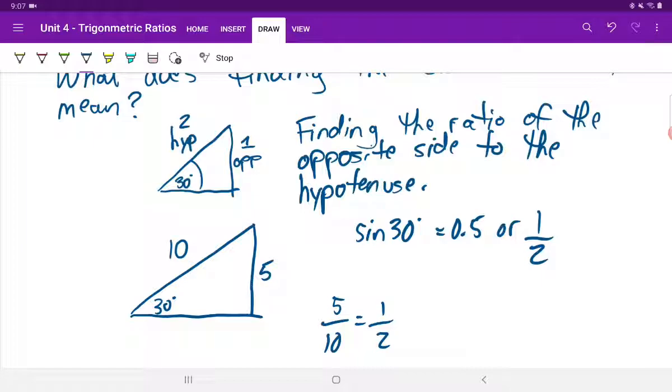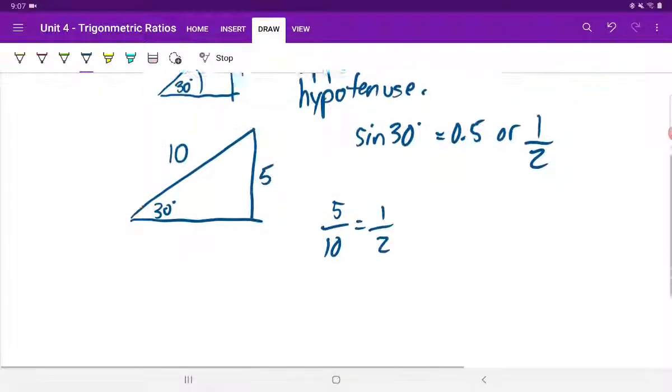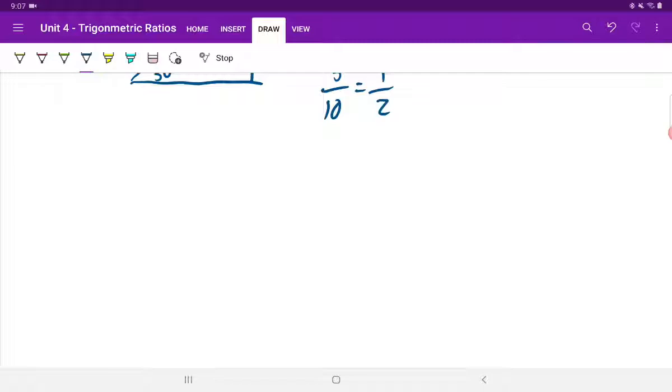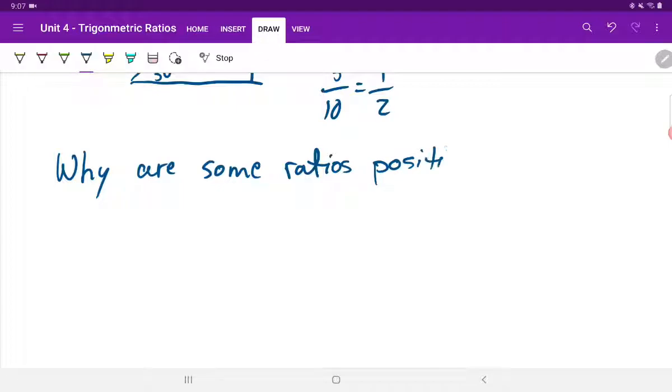So that's where I wanted to start, to help us understand a little bit deeper what these ratios even mean. And my next question is this. Why are some ratios positive and negative? So I'm going to attempt to give the answer here. Maybe not the full description that we're looking for, that'll be part of our lesson. But let's dive in a little bit. Why are some ratios positive and negative?